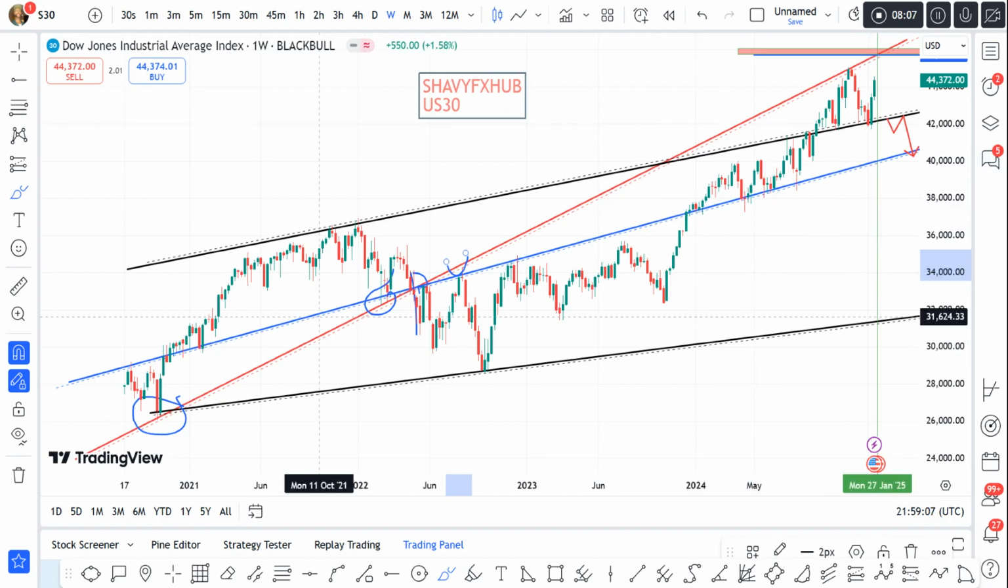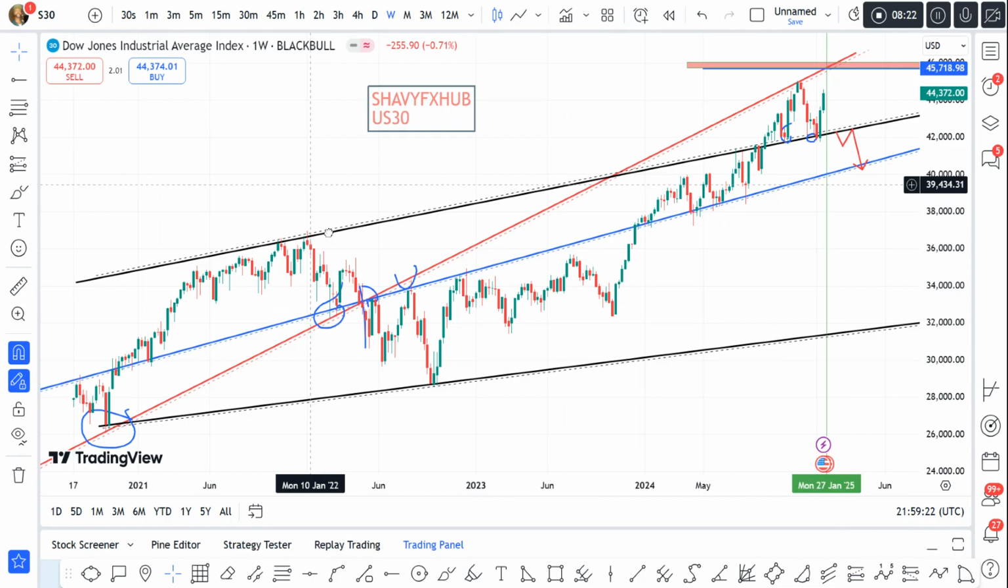We go retest a broken supply roof, which now becomes a demand floor, tested one, tested two, and we are sold. And we're going back to touch the roof and ascending supply roof. So on that level, I expect a very strong reaction at 45,718.98 on the weekly count.